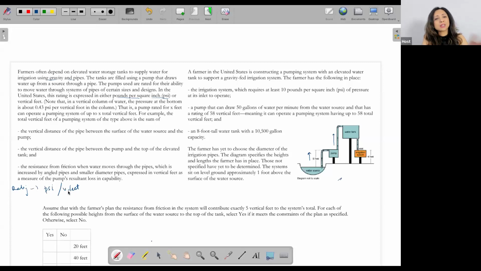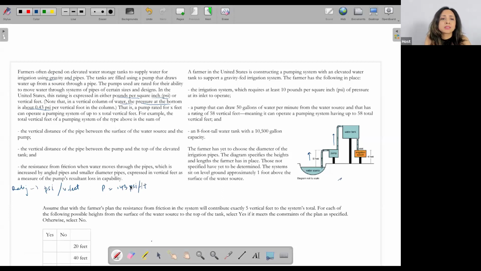Now, what does each mean? Again, I'm not going to worry about it right now. Now, note that in a vertical column of water, the pressure at the bottom is about 0.43 psi per vertical foot in the column. So now we have been given certain data. It says that pressure at the bottom in a column is about 0.43 psi per foot. Yeah? Whatever that means, it is saying pressure at the bottom of a vertical column is 0.43 psi per foot.